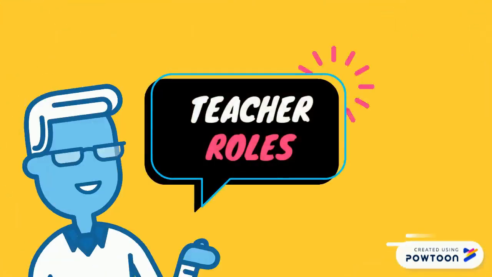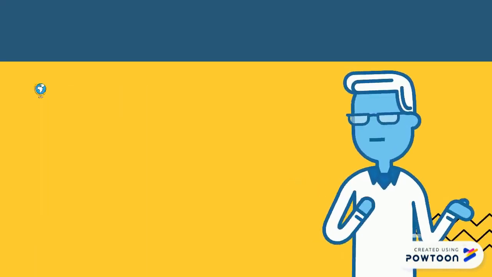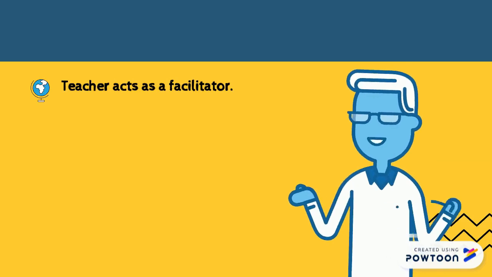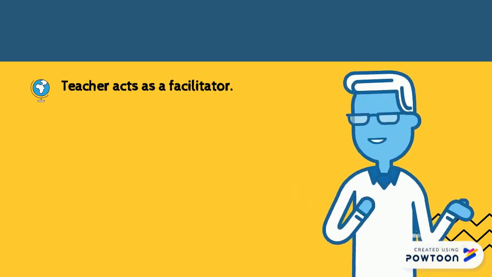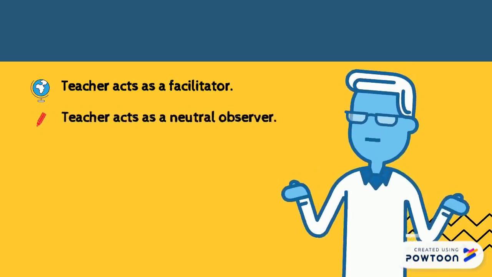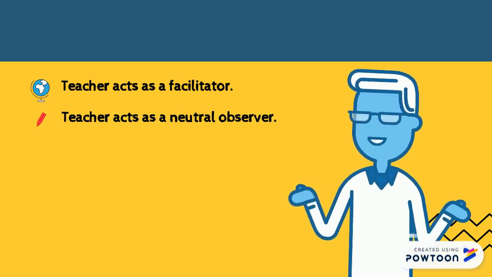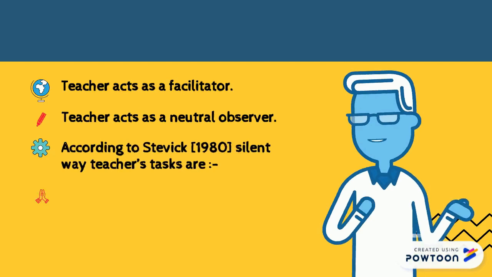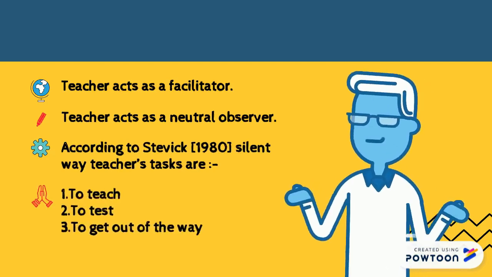The teacher roles. Teacher acts as a facilitator. The main task is to teach the language by letting the students test out the linguistic choices. Next, teacher acts as a neutral observer. Teacher does not have to provide positive or negative feedback. According to Stevic, teachers' tasks are to teach, to test and to get out of the way.